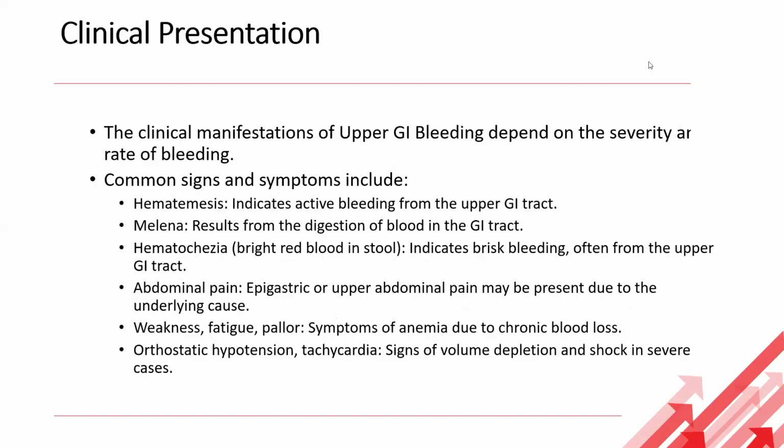Now, once you've understood the pathophysiology, we can come to our clinical presentation, on how these patients present. The clinical manifestations of upper GI bleeding depend on the severity and the rate of bleeding. So the common things that your patient will present with to the emergency department include, number one, hematemesis. Hematemesis indicates active bleeding from the upper GI tract.